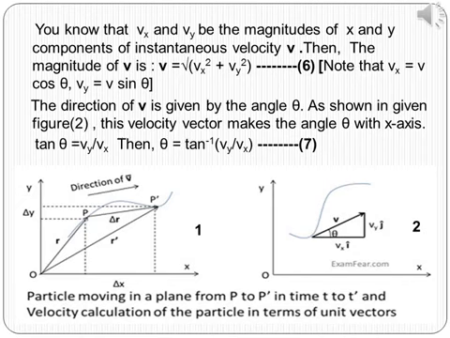It is given by the angle theta. As shown in figure 2, the instantaneous velocity vector makes the angle theta with the x-axis. You know that tan theta is equal to opposite side divided by adjacent side. Here tan theta is equal to vy by vx. Then theta is equal to tan inverse of vy by vx, which is the expression 7.